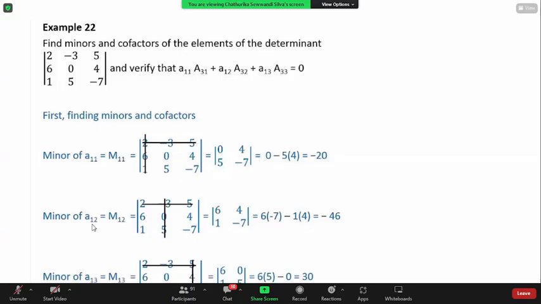Then A12 means the second element, which is 3. When we cut through the column and the row, the rest of the elements left are 6, 1 and 4, minus 7. When you find the determinant, this is minus 46. Likewise, A13 is the last element of the first row, that is 5. When you cut through the row and the column, the rest of the 2 by 2 matrix is 6, 0, 1, 5. When you find the determinant, that is 30.